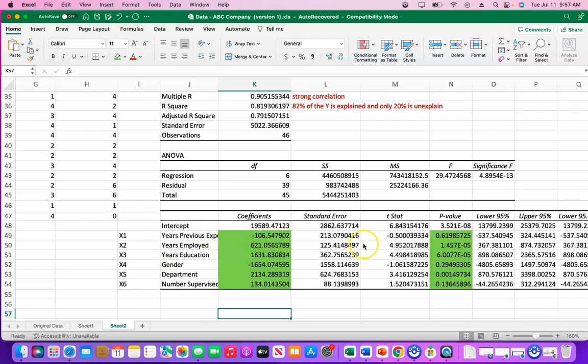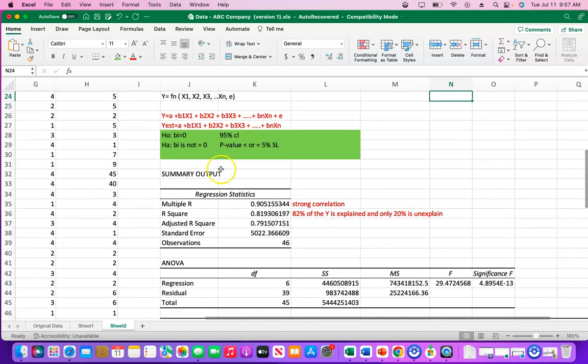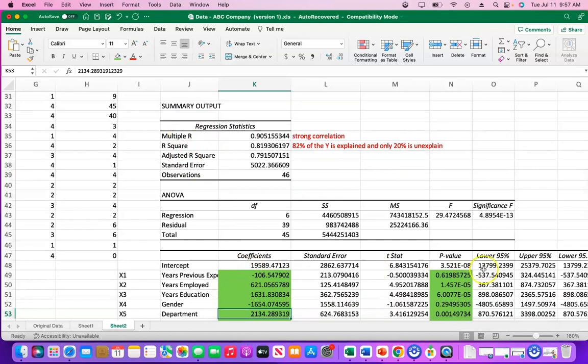And so in this case, although we have a negative value here, if you look at the p-value, you can see that the probability value is 0.62, and that is way greater than the p-value which is required, that it has to be less than or equal to 5%. And when we talk about 5%, it is 0.05. Now, in this case, you can see that years of previous experience is not significant.